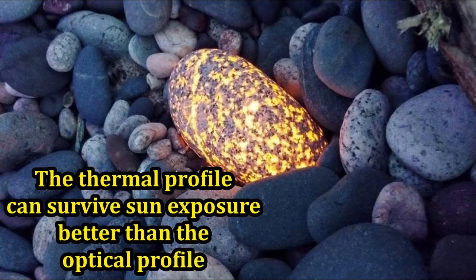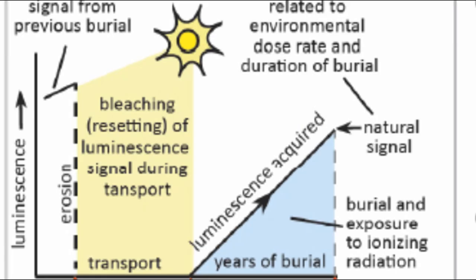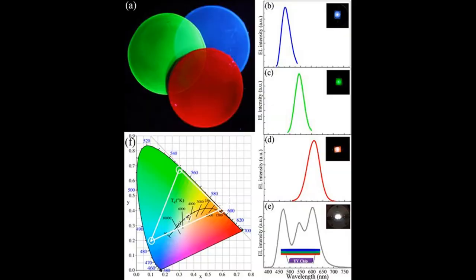The primary benefit of thermal luminescence dating is that it can provide accurate dates with material that has been bleached by the sun. The thermal profile survives bleaching as long as 20 hours, while the optical signal typically lasts no longer than 2 minutes. Optically stimulated luminescence is divided into 3 categories based on the color of the light being used to stimulate luminescence.